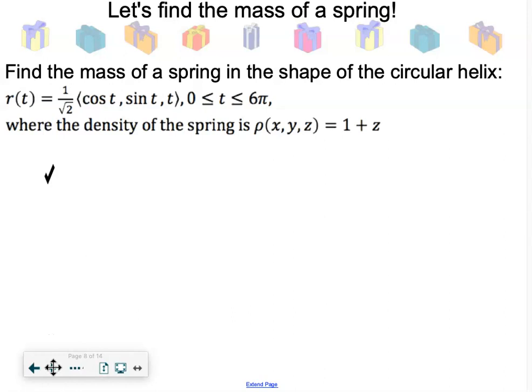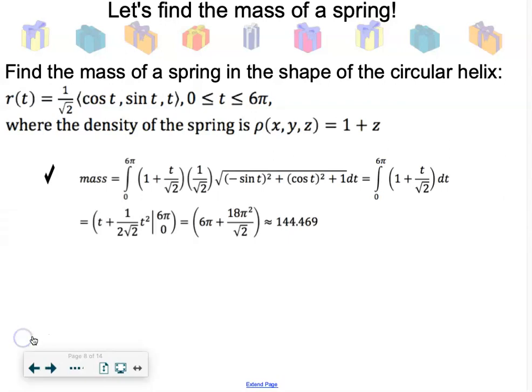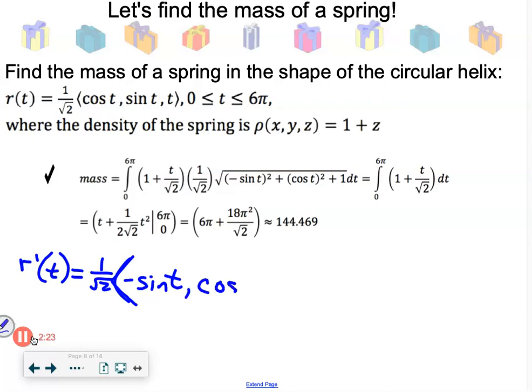So take a minute, talk to each other. Good. There could be a mistake in my setup. Did you guys get a different setup? Okay. So my r prime is 1 over root 2 times the vector negative sine t, comma, cosine t, comma 1.